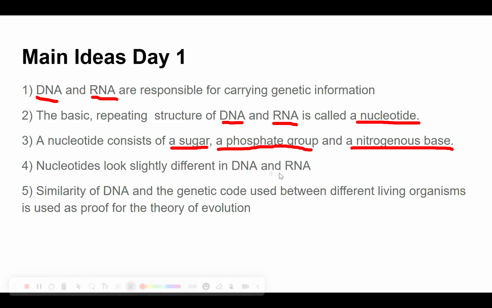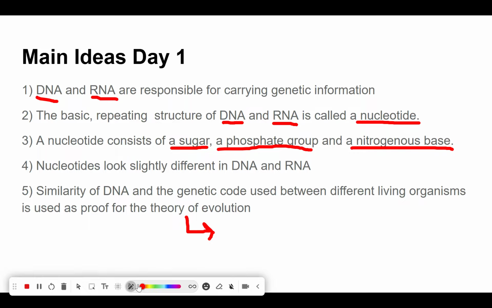Nucleotides look slightly different in DNA and RNA. You are responsible for knowing about the differences, and we'll talk about them. And similarity of DNA and the genetic code used between different living organisms is used as proof for the theory of evolution. And this is where we get into that idea of unity and diversity that is really central to the whole theme that we're studying.